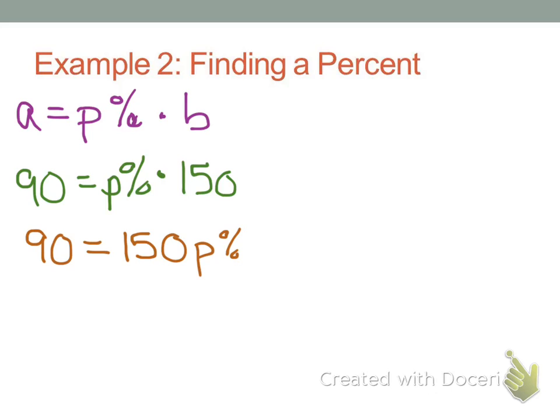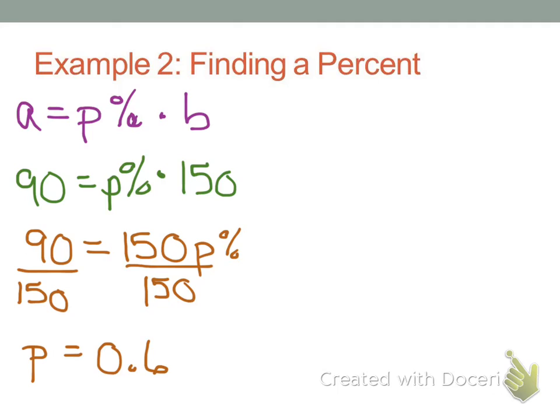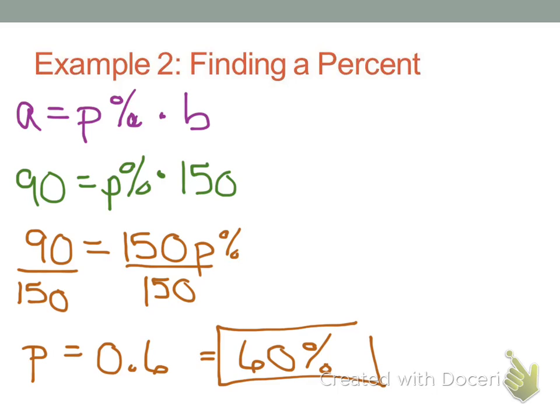So how could I solve for P? How could I solve for the percentage? What do I need to do? Alicia? Divide both sides by 150. I've got to get P by itself. But now I get a decimal. Is a decimal what I'm looking for in my answer? No, I'm looking for a percentage. So to get a percentage, I need to convert that decimal to a percent, and that will be my answer.